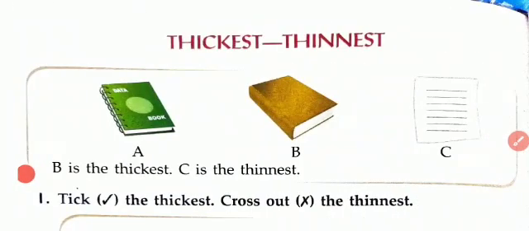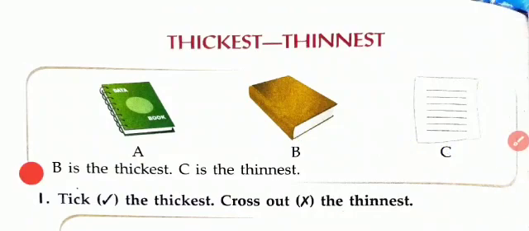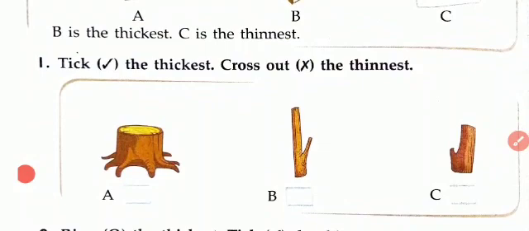Then the thickest and the thinnest. So the thickest is the book, which we can see here, and the thinnest is the paper, which is here. So let's understand more by doing the exercise.